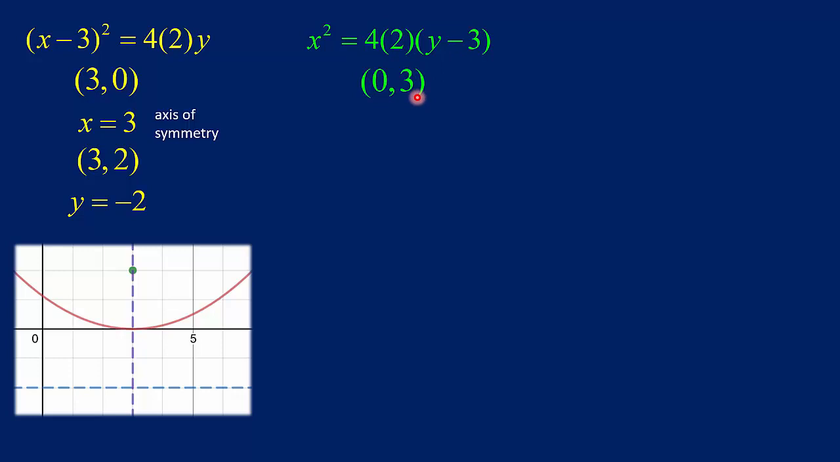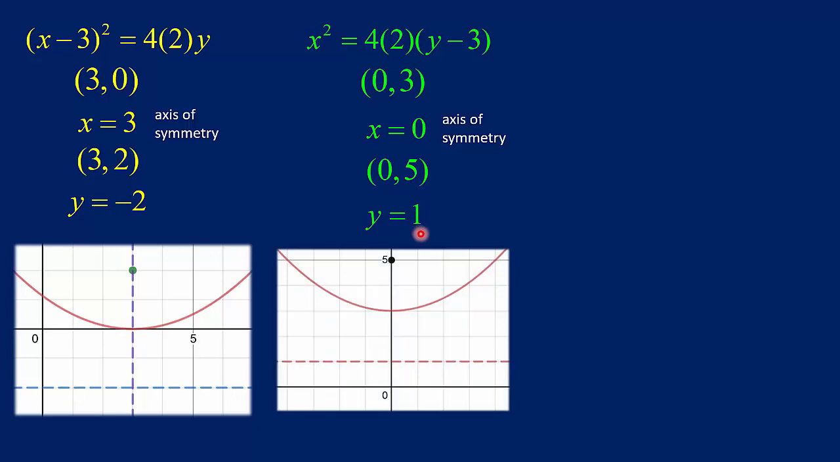Now, this is a parabola that opens up just like before. It has the axis of symmetry x equals 0. Notice that's the x-coordinate of the vertex. As far as our focus goes, we're just going to add 2 onto this 3. See, there we go. 3 plus 2 is 5. And then we subtract 2, 3 minus 2, to get our directrix. And here's what that graph looks like. Notice there's our focus, here's our directrix, and here's our vertex.